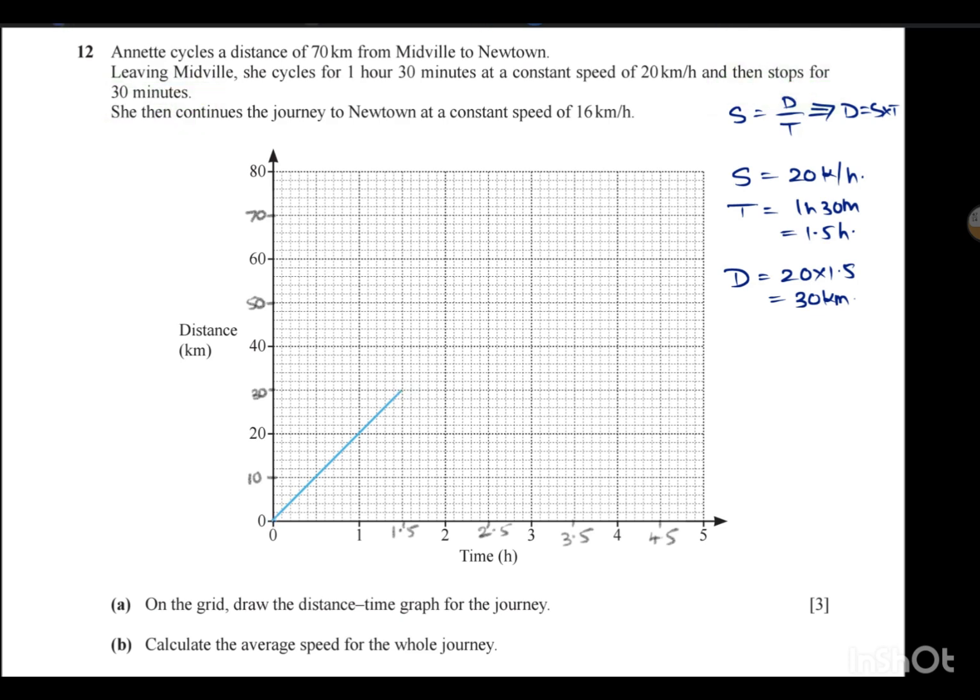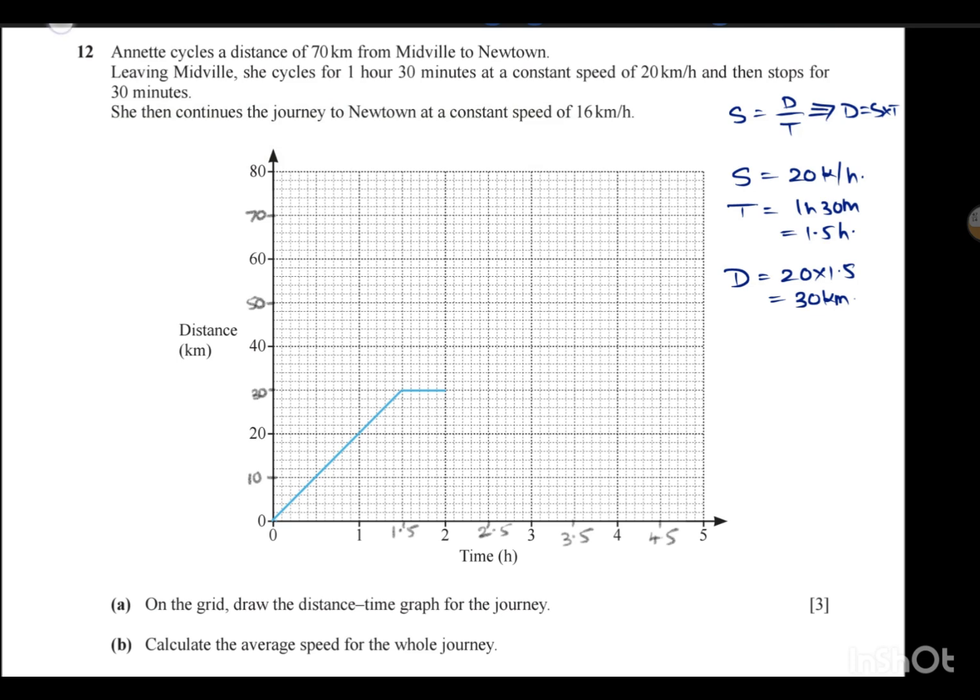So 30 minutes she rested. So rested will always be a horizontal line like this, and it has to be only 30 minutes. So the 30 minutes gap will be from 1.5 to 2. Only till 2 you have to draw this horizontal line. Then she continues the journey at a constant speed of 16 kilometers per hour.